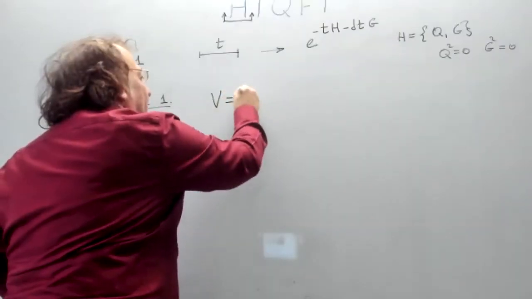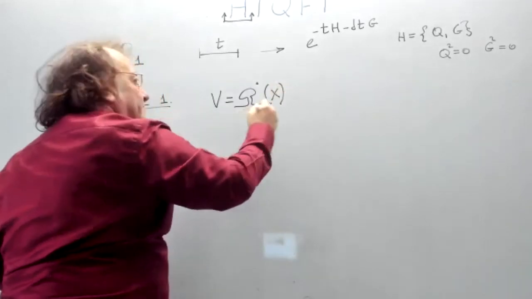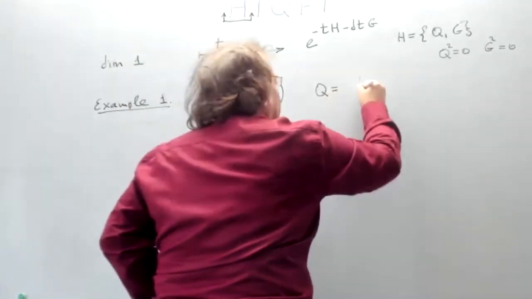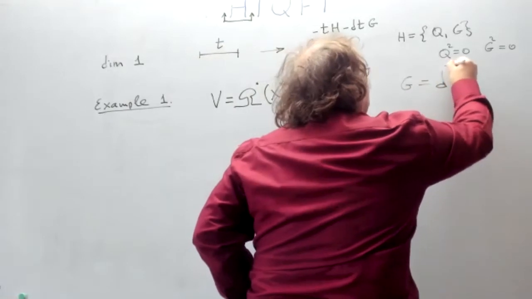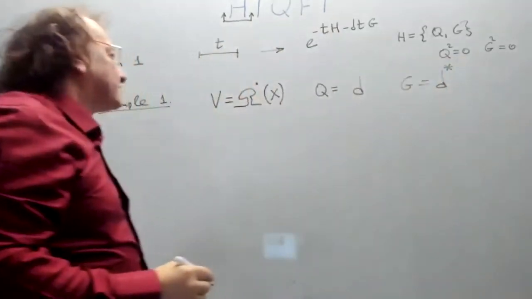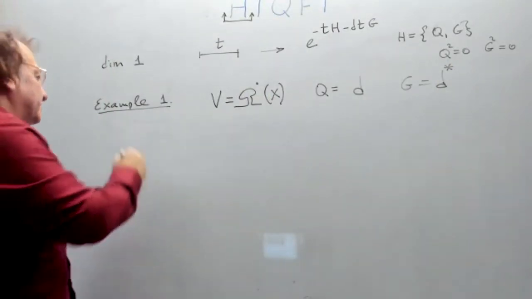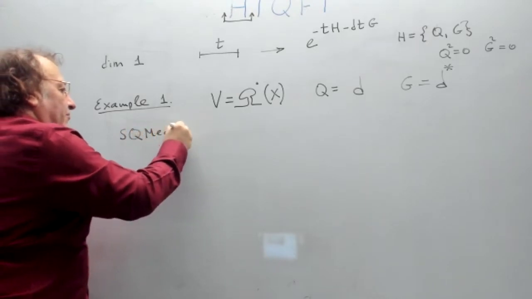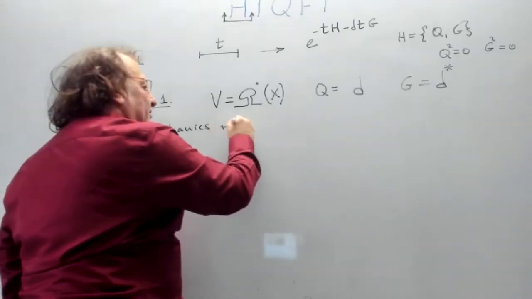The space V is a space of differential forms on X. Q is D. G is D star. We can find this example in many places, in supersymmetric quantum mechanics. We can find this plus various generalizations.